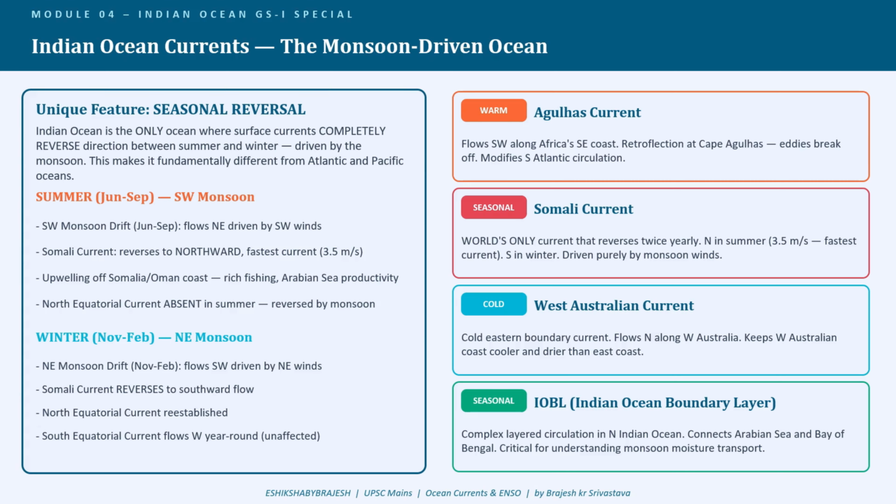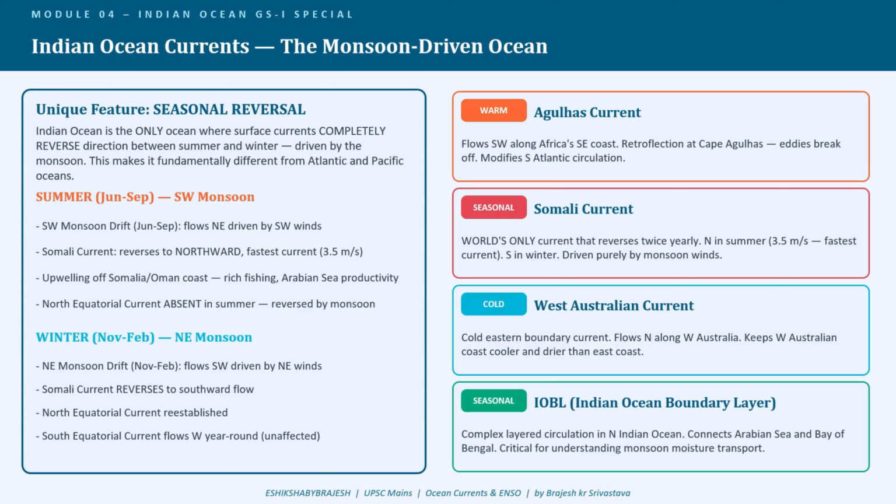These winds push the surface water northeastward. This is the southwest monsoon drift. The entire northern Indian Ocean surface moves in this direction, and the Somali current, which flows along the coast of Somalia and East Africa, reverses to flow northward at extraordinary speed. The Somali current during summer is the world's fastest ocean current at 3.5 meters per second, and this fast northward flow generates powerful upwelling off the coasts of Somalia and Oman, creating very high marine productivity in the Arabian Sea during summer.